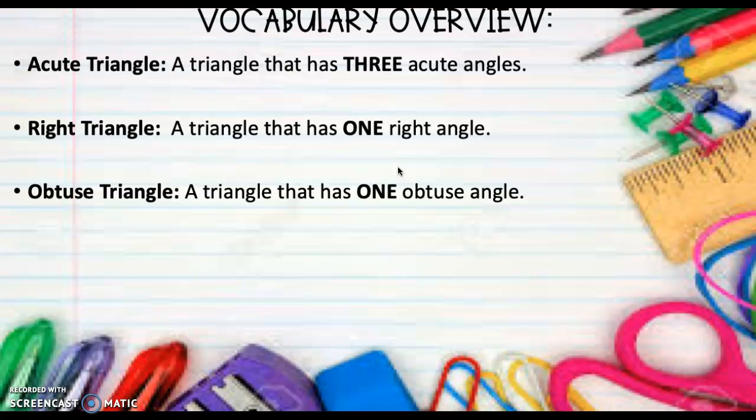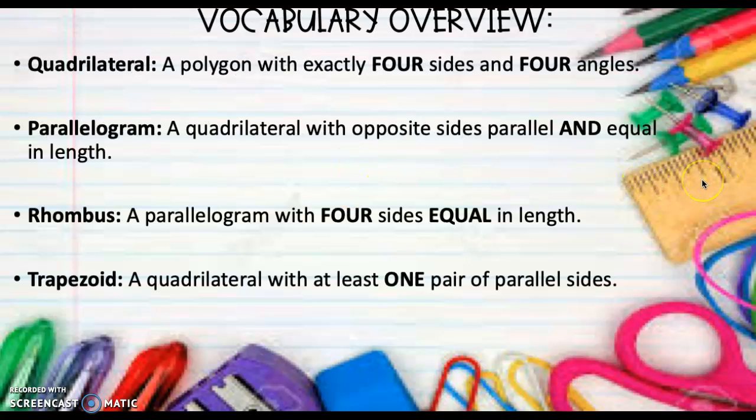In so many words. And then your next one is a right triangle, and a right triangle has one right angle. And these are very obvious, and you can clearly see them when you're looking at examples. And then your last one is an obtuse triangle, a triangle that has one obtuse angle. So this one has one big angle in it. Okay. And then we have things like our quadrilateral, our parallelogram, our rhombus, and our trapezoid.